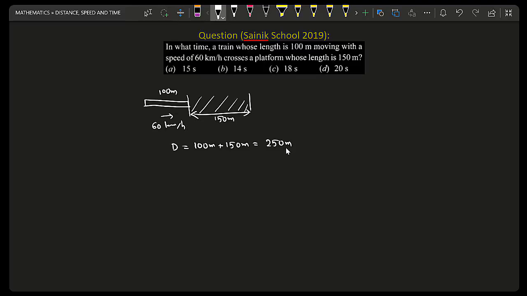And now the speed is already given, right? What is the speed given? 60 kilometers per hour. Now we want to find the time.